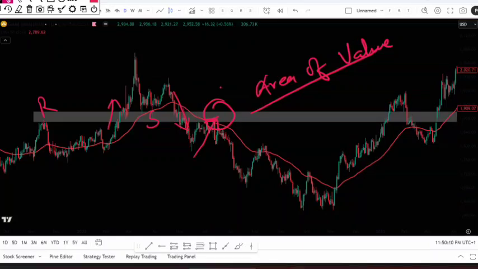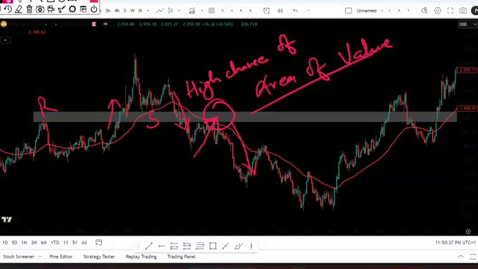That means we have the high chance of bearish signal. Yeah, that means market will dump in high accuracy. Okay, that means your trade will be of high accuracy. So such kind of thing you need to understand. Okay, now let us see the other chart also.